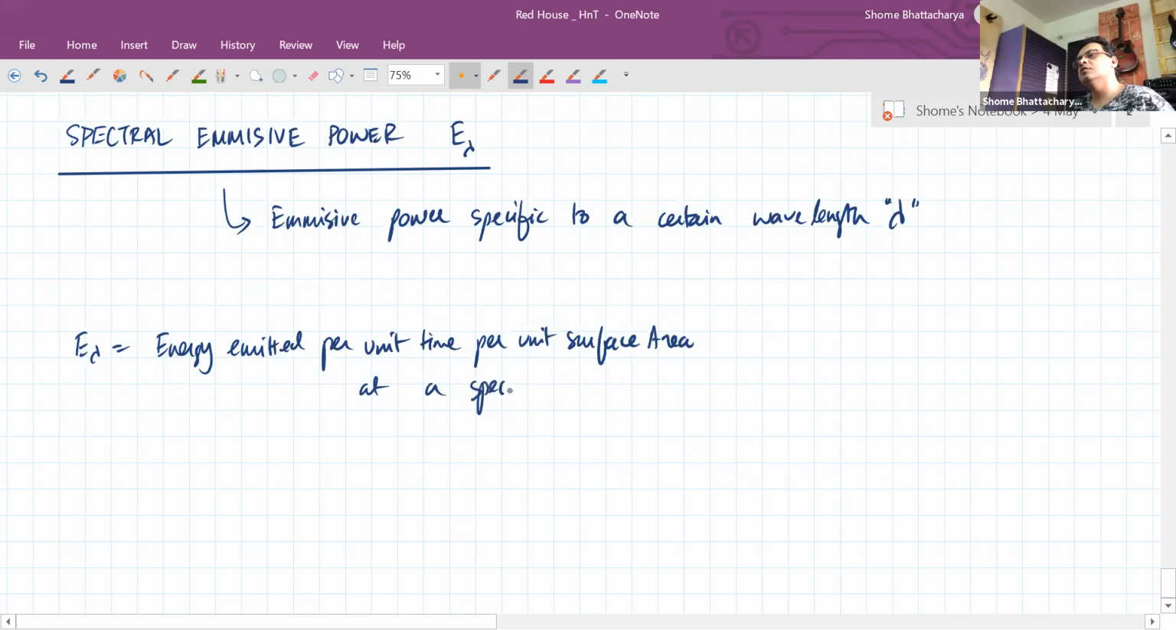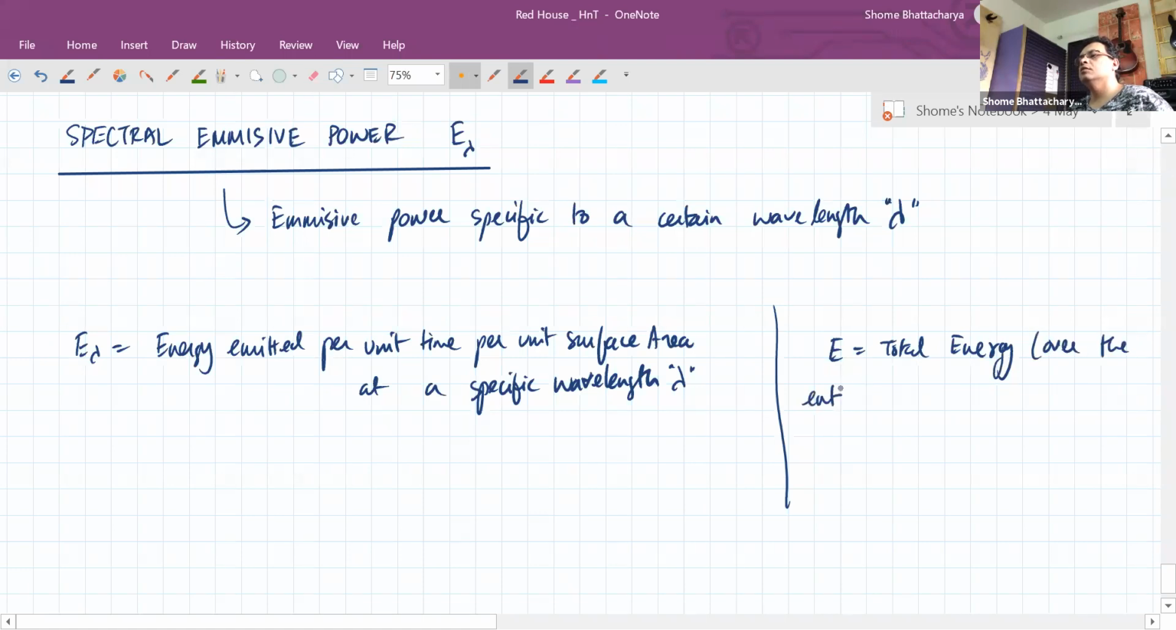at a specific wavelength, lambda. Whereas emissive power is simply the total energy for all wavelengths emitted, that is over the entire electromagnetic spectrum. Okay, so the total energy emitted per unit time per unit area.